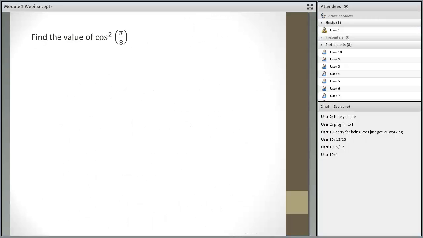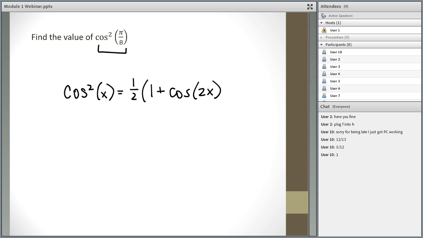So let's go to another example. Let's find the value of cosine squared of pi over 8. Again, pi over 8 is not one of the special values that we have on the unit circle, but we can use different identities to find the value here. One thing that I noticed right away is it's cosine squared. So that makes me think of the identity that cosine squared x is 1/2 times 1 plus cosine 2x.